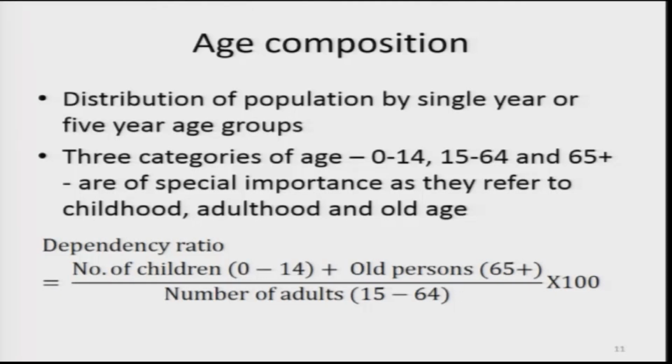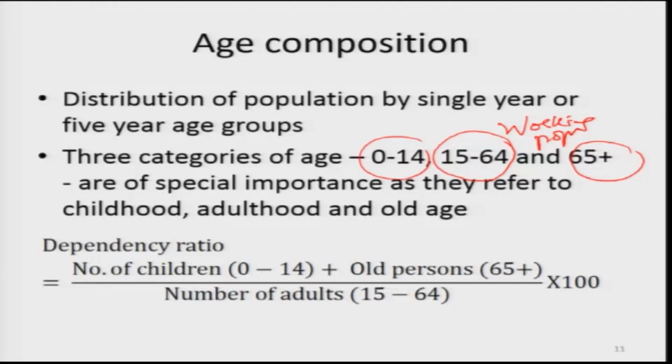Usually in a broad sense 3 categories of age are made: 0 to 14, 15 to 64 and 65 plus. They are of special importance. 0 to 14 is considered to be children, 15 to 64 adults or working population, and 65 plus is considered to be dependent population: childhood, adulthood and old age. Old age may also be divided into 2-3 categories: young old, modestly old and old.